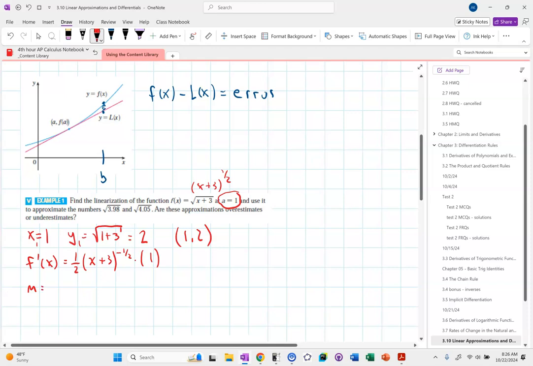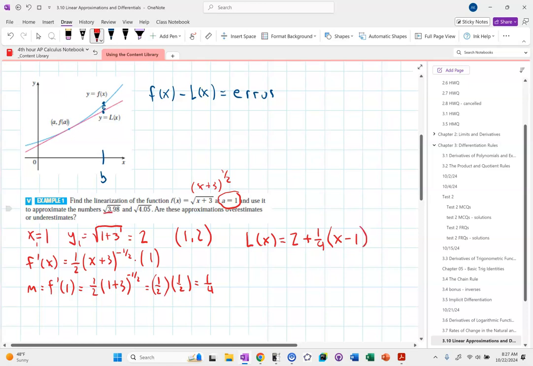And now my slope is going to be the derivative of f evaluated at 1. So 1 plus 3 is 4. 4 to the negative 1/2 is 1/2. So my slope for my tangent line is 1/4. So my linear approximation is going to be y1 plus m times x minus x1.